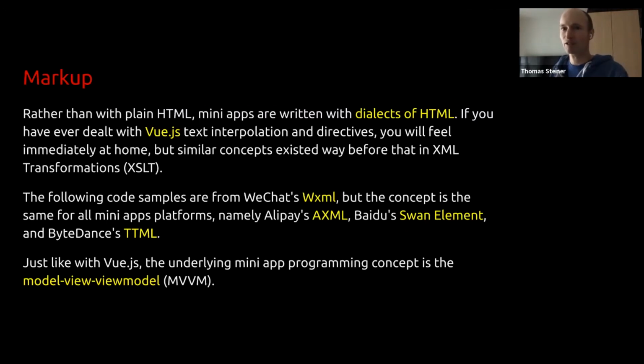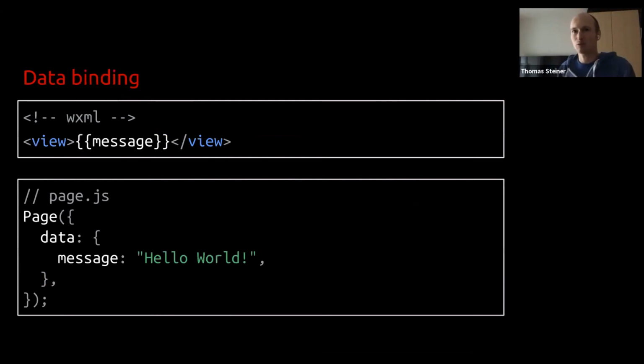I have to say the following code samples are all from WeChat's WXML, but the concept is the same for all the mini apps platforms. So for Alipay, the thing is called AXML. For Baidu, it's called Swan Element. For ByteDance, it's TTML, and so on. And the underlying programming model is the model view view model idea. So it's similar to the Vue.js concept of programming. So let me show you some examples to make it clearer.